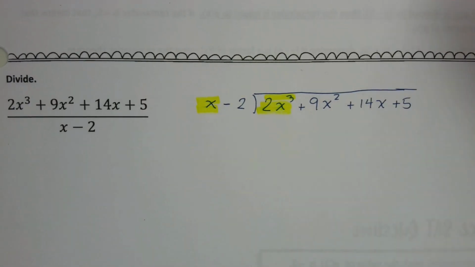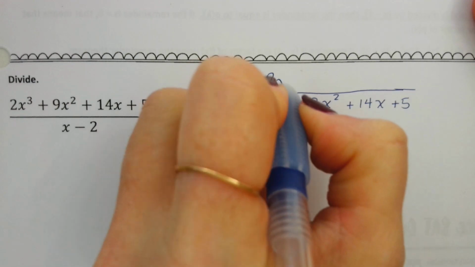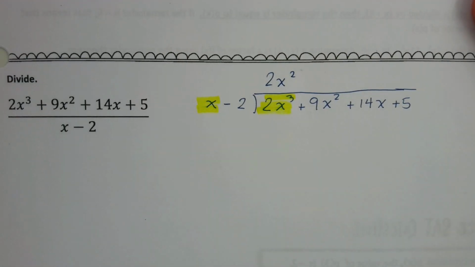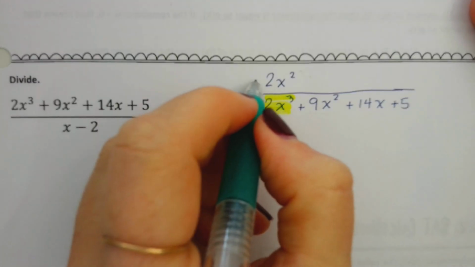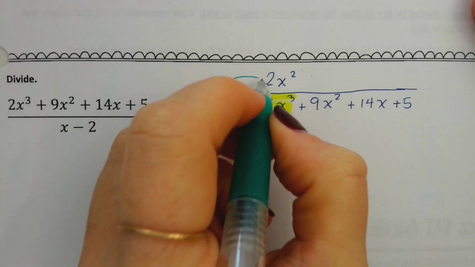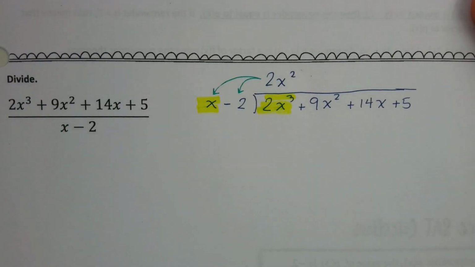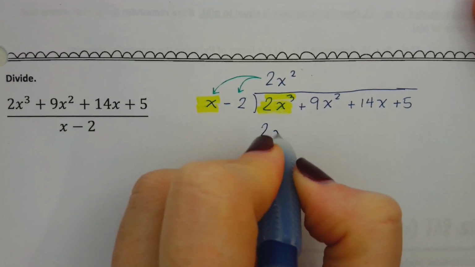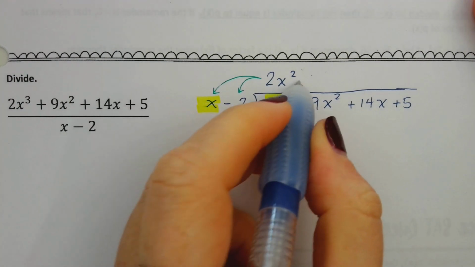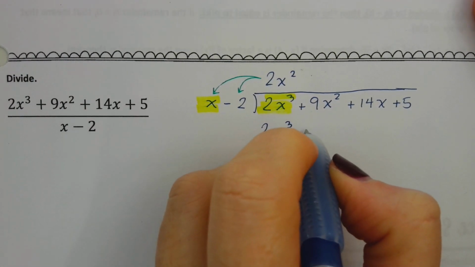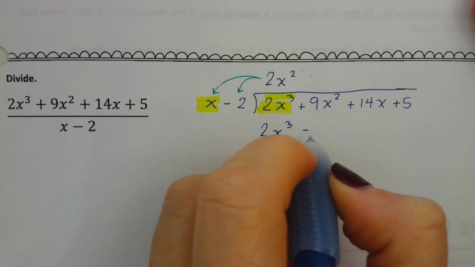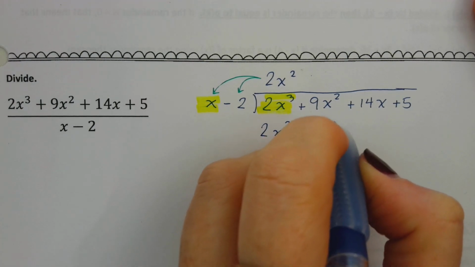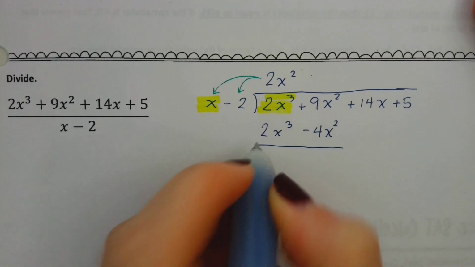So I'm going to take that 2x squared and I'm going to write it on top. 2x squared. And then I'm going to take that 2x squared and I need to multiply it off the side by both of those terms. 2x squared times x, 2x squared times negative 2. Okay, starting with, what is 2x squared times x? 2x cubed. And what would be 2x squared times negative 2? Negative 4x squared.